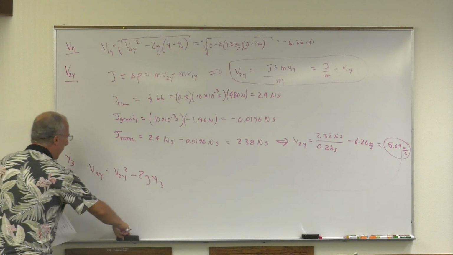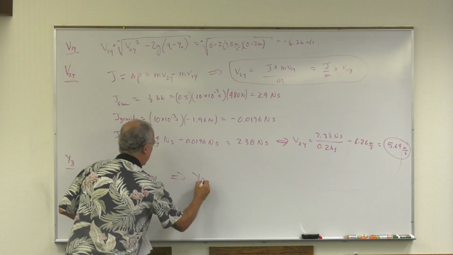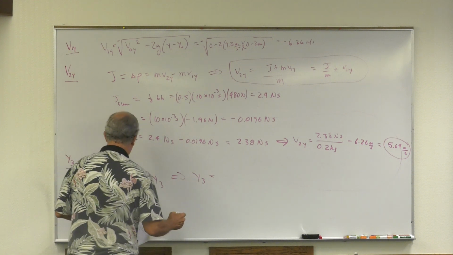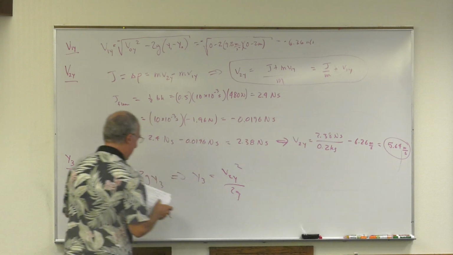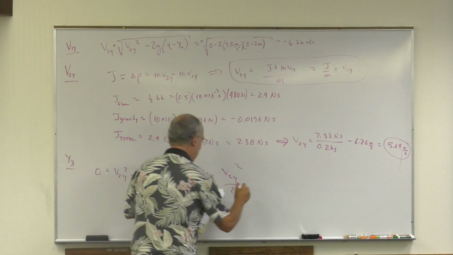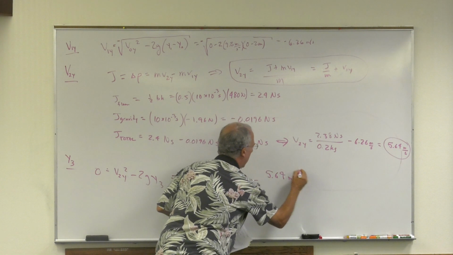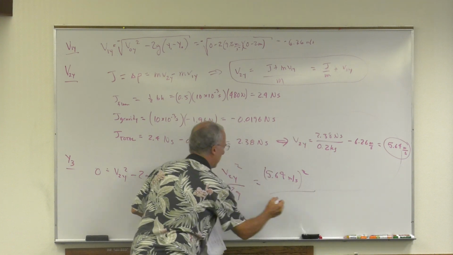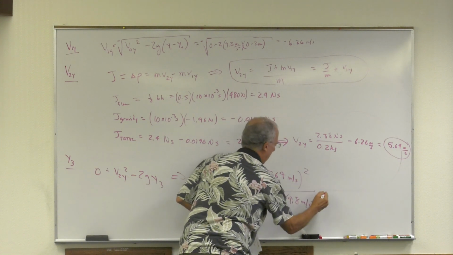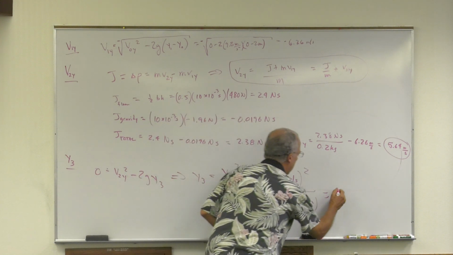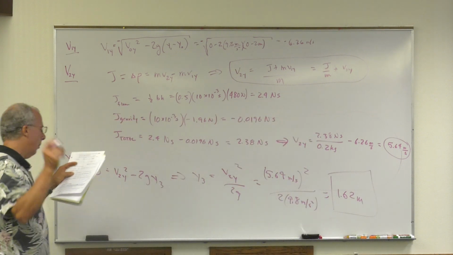This is 0, right? v3y is 0. Okay, so therefore, y3 equals v2y squared over 2g, which is just 5.64 meters per second squared divided by 2g. And you do that, and you get 1.62 meters. Okay, that's the answer. Woohoo!